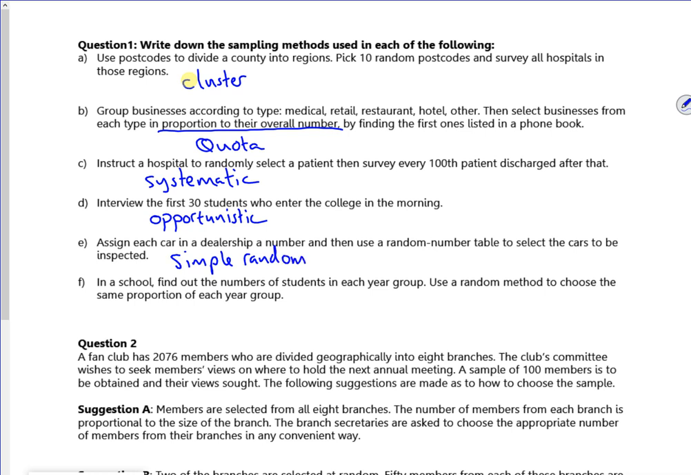So I've done five, so I guess the only one we missed out is stratified. Find out the numbers of students in each year group, use a random number to choose the same proportion. Yeah, so that's just stratified, isn't it? I'm never ever 100% certain about cluster and quota. They kind of get me.